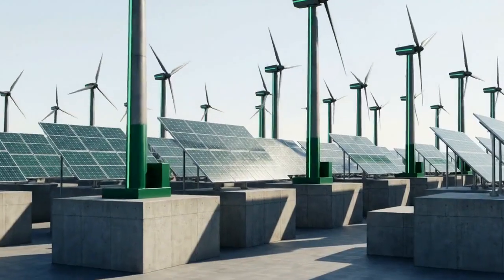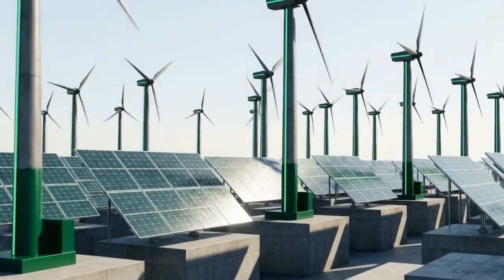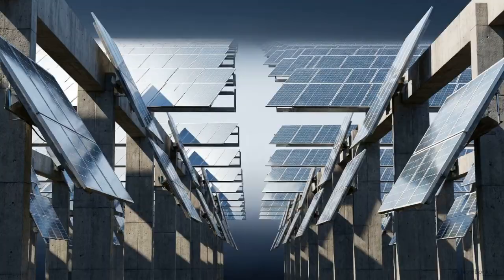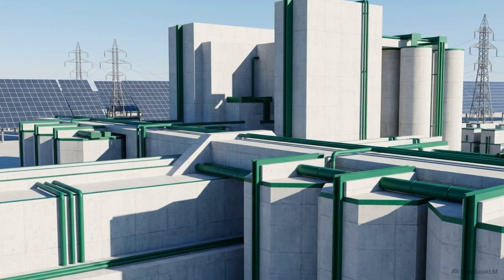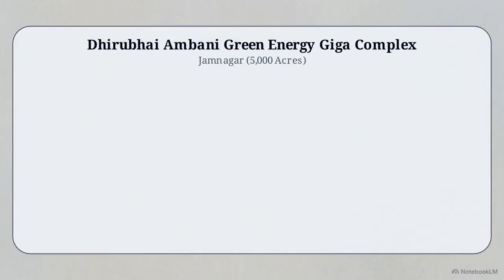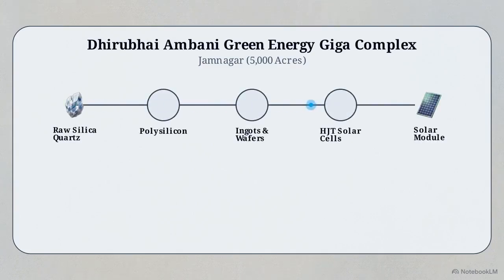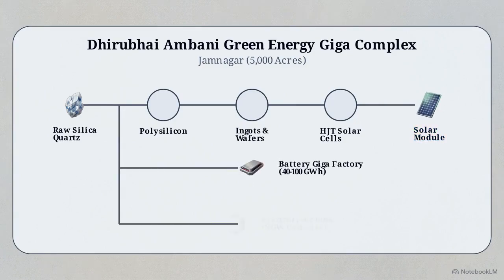But the core engine generating the cash for this structure faces a permanent threat. The traditional fossil fuel market has a global expiration date. To survive the energy transition, Reliance has pledged to reach net carbon zero by 2035. They are backing this with a 75,000 crore rupee investment to construct the Dhirubhai Ambani Green Energy Gigacomplex, a 5,000-acre manufacturing hub in Jamnagar. Look at this diagram detailing their manufacturing strategy. It maps out a continuous path from raw silica quartz all the way to a finished solar photovoltaic module. They are building out the capacity to produce solar panels, battery storage, and green hydrogen entirely in-house.